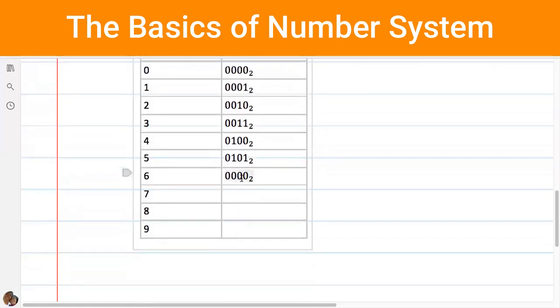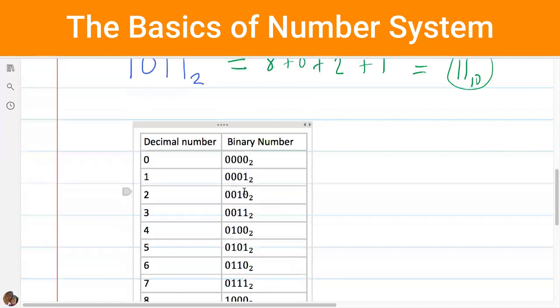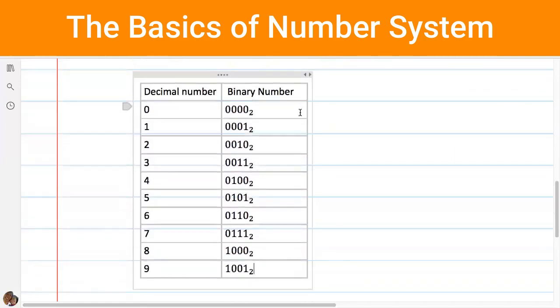What about number 6? You have here 4. If you change that, it becomes 4, and if you change that, it becomes 2. So 2 and 4 becomes 6. What about 7? 7 is represented by 0111. 8 is represented by 1000. 9 is represented by 1001 base 2. That's how the comparison between the binary number and the decimal number works.